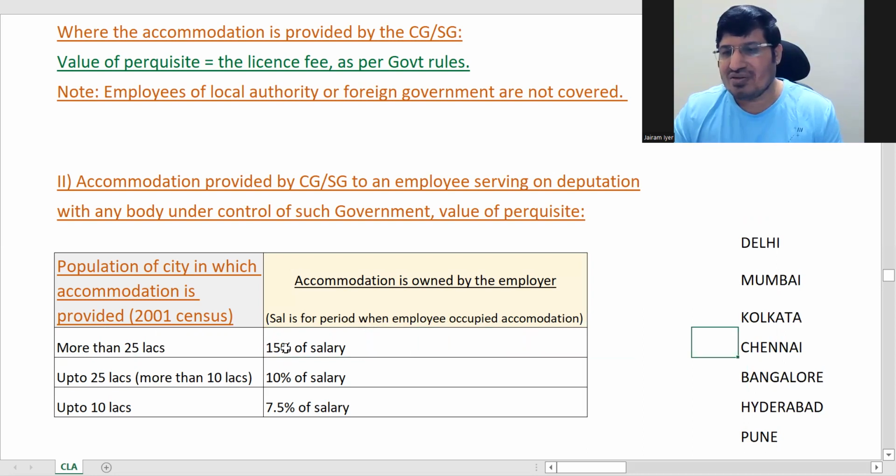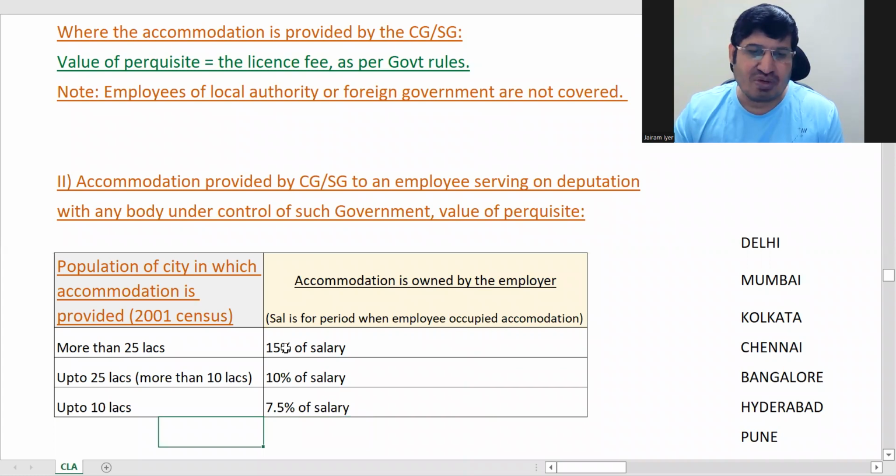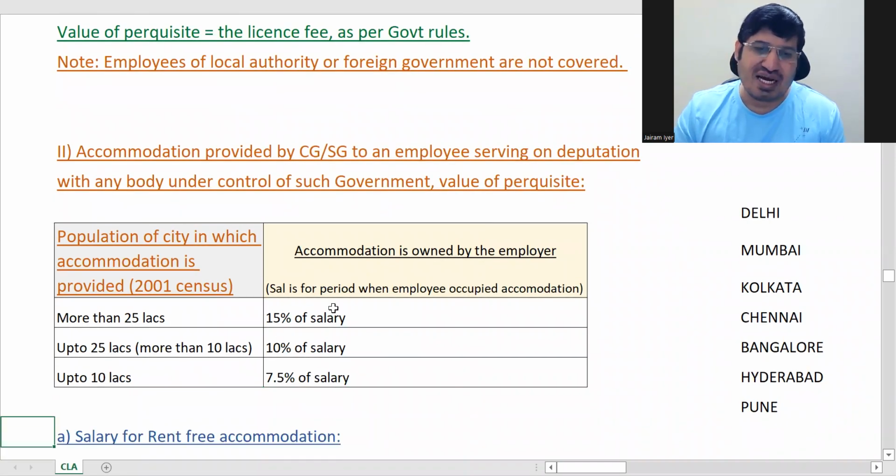So just remember these four main cities, our metros, then Bangalore and Hyderabad, two software cities. Pune is also a software city. Just remember this much. So these all will be 15% of salary. So now that salary has come, meaning of salary will come, correct?